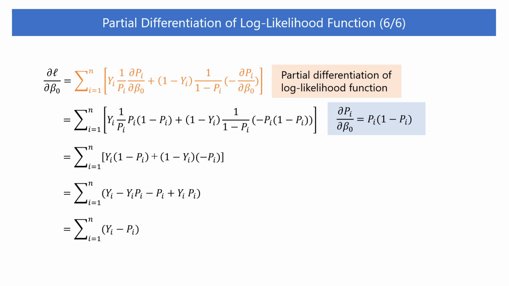We now return to the expression for the partial derivative of the log likelihood function. Substitute the partial derivative of pi. We can simplify the equation by canceling out the pi's on the left side and the 1 minus pi's on the right side. Then, let's remove the parentheses and expand. The final expression is a simple expression. In this way, the partial derivative of the log likelihood function can be expressed by a simple equation.